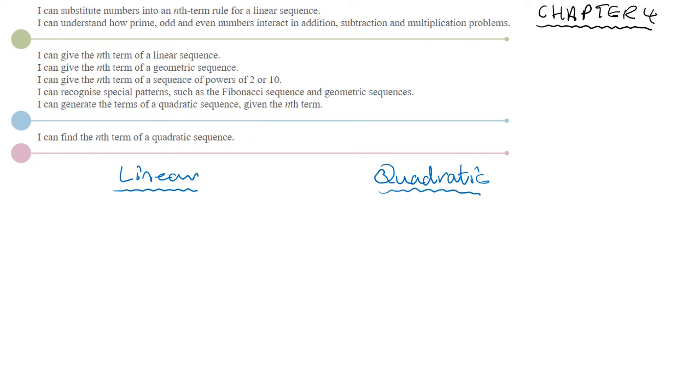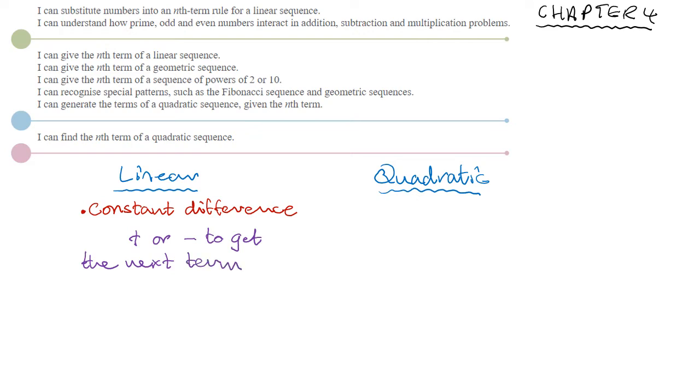So a linear sequence, we have something that we call a constant difference. In other words, to get to the next number, you add or you subtract a value. So you add or subtract to get the next term. Okay, and we'll look at how we find the rule for a linear sequence in a moment. In a quadratic sequence, we have a constant second difference. So not the difference between each number. We have a constant second difference for a quadratic sequence.